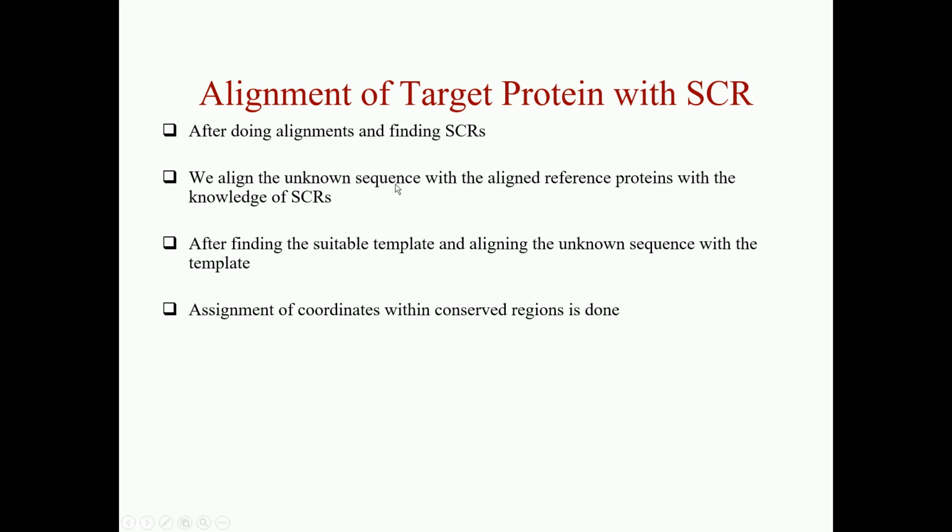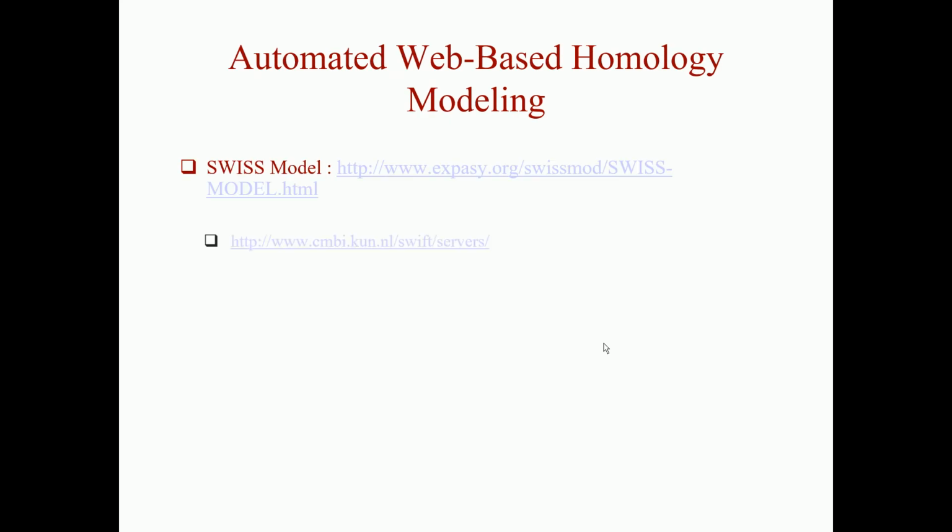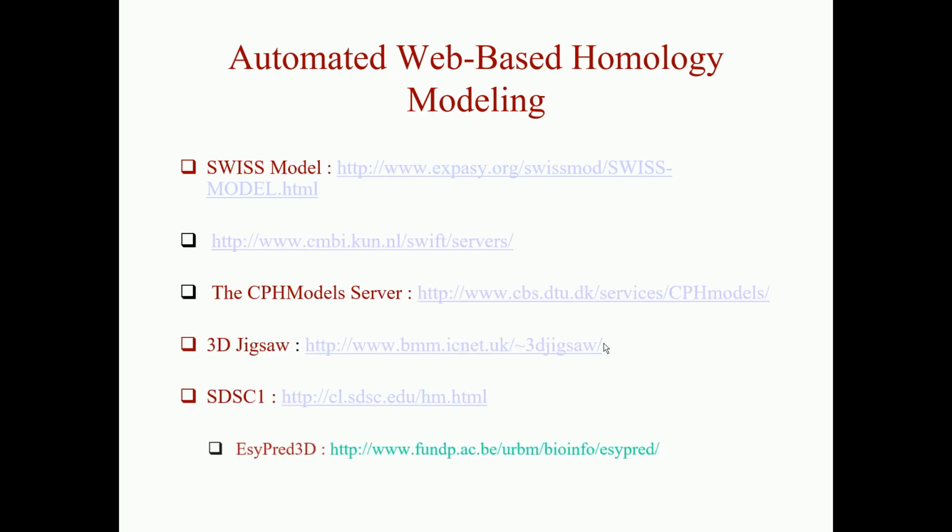After finding the suitable template and aligning the unknown sequence with the template, assignment of coordinates within the conserved regions is done. So this is the way this tool is making the model. Basically the model will be made by the tool. You just need to know how to use the tool and how to analyze the results.